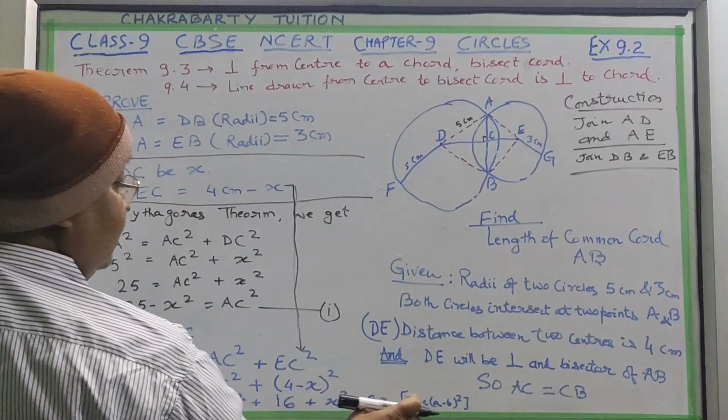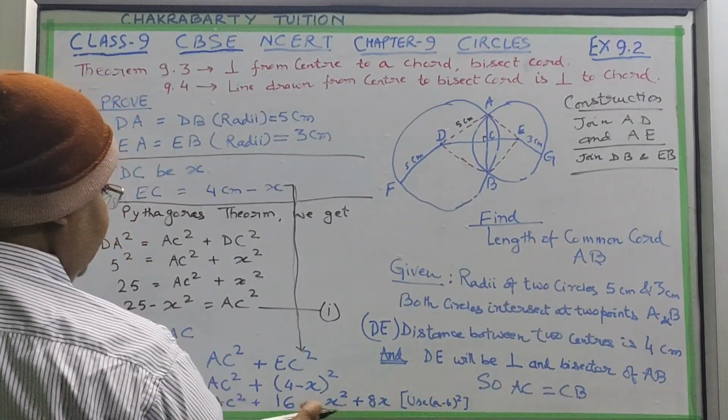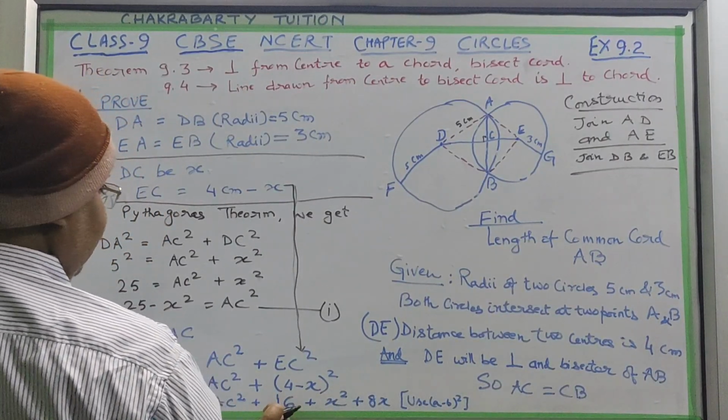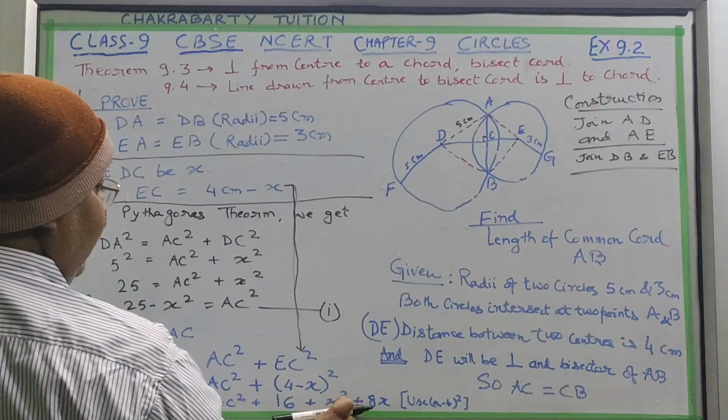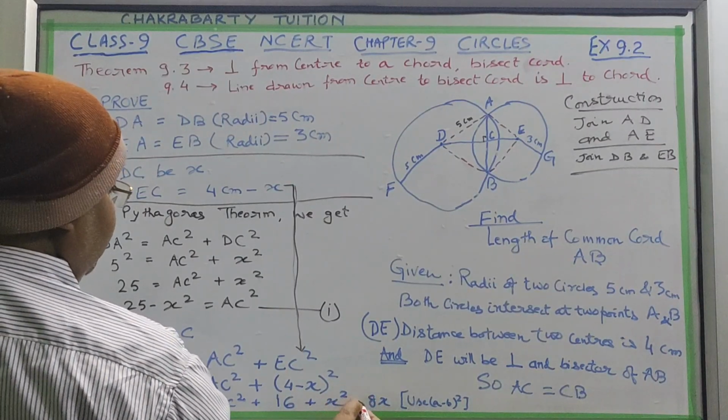Here, (A minus B) square, the formula we can use, is equal to A square plus B square minus 2AB.